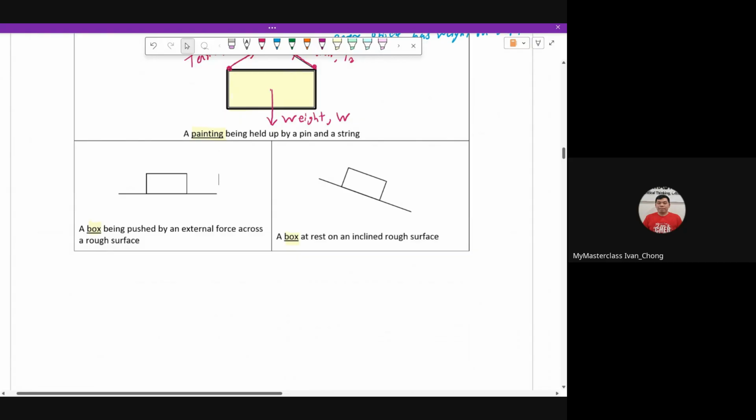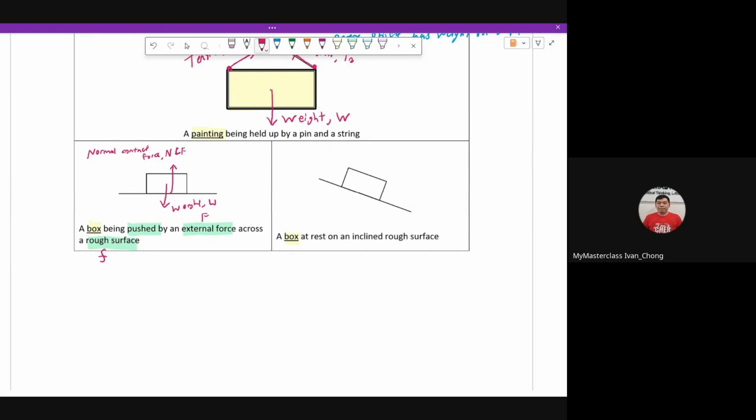For the second one, you are being pushed by an external force. Usually this is just your applied force. Okay, and this is across a rough surface, so you will have friction. So first thing, every object has weight. And since it's touching the ground, there will also be a normal contact force. Okay, so write this properly in full. Normal contact force, NCF. This is your weight, W.